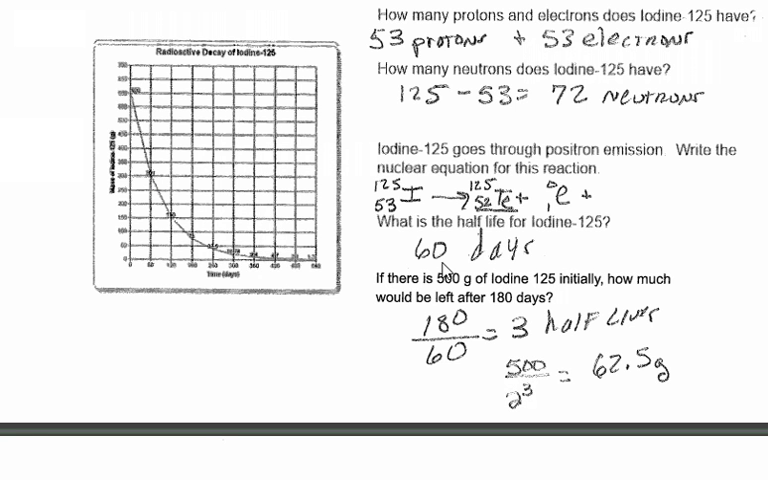So I'm going to record that as 60 days. Now, a related question: if we start with 500 instead of the 600 on the chart, how much would be left after 180 days? So I take 180 divided by 60, and I get 3 half-lives.